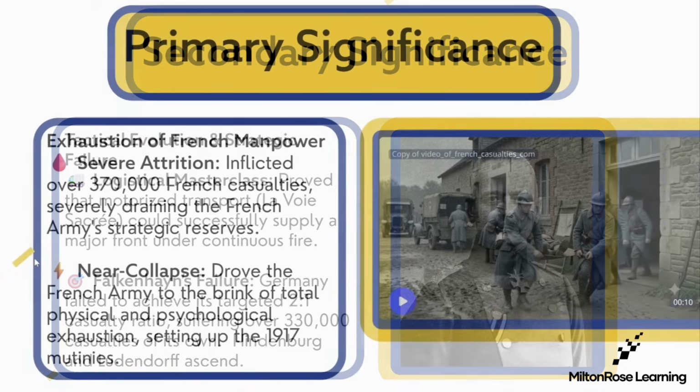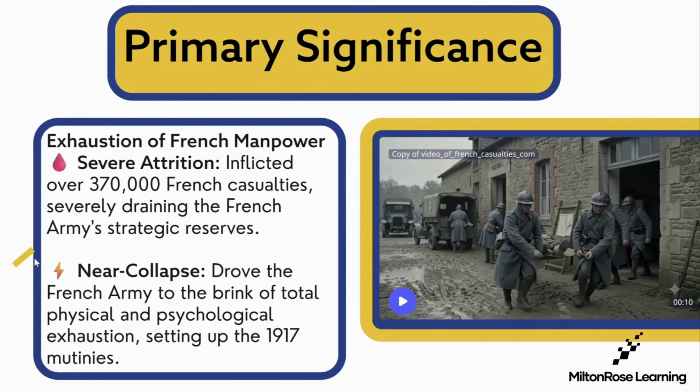I think it was the exhaustion of French manpower. There was severe attrition here, inflicting over 370,000 French casualties, severely draining the French army's strategic reserves. You can see they were really struggling.